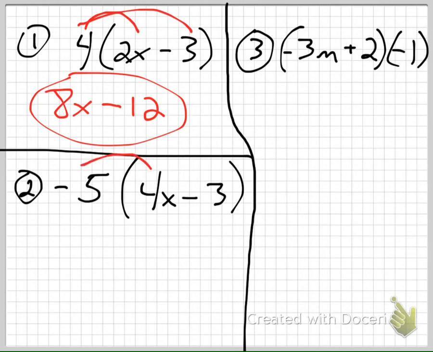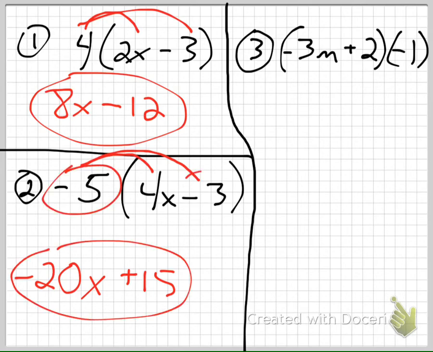Number 2. Negative 5 times 4x. A negative times a positive? Negative 20x. Negative 5 times a negative 3 is a plus 15. A negative times a negative, right? Who got that right? Negative 20x plus 15.